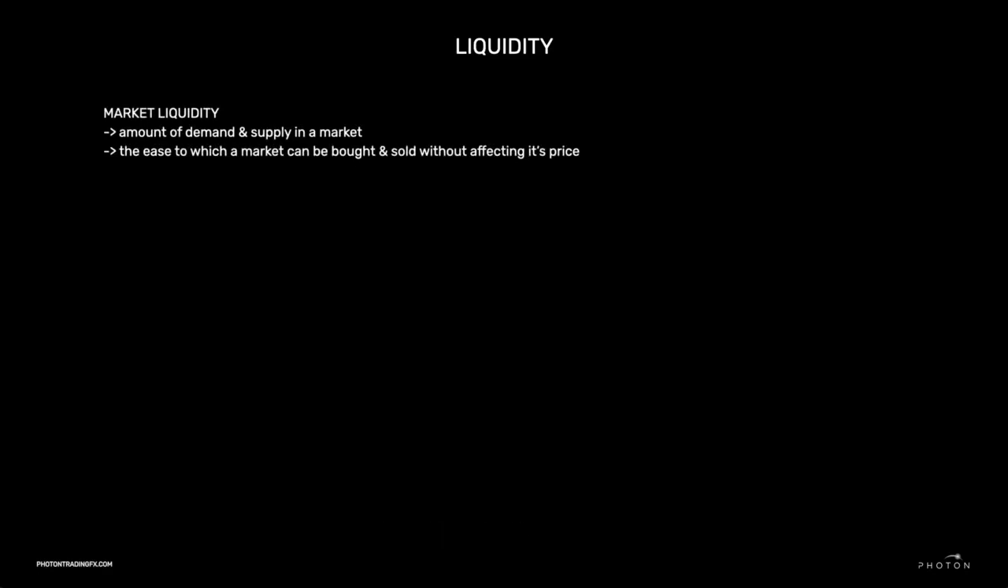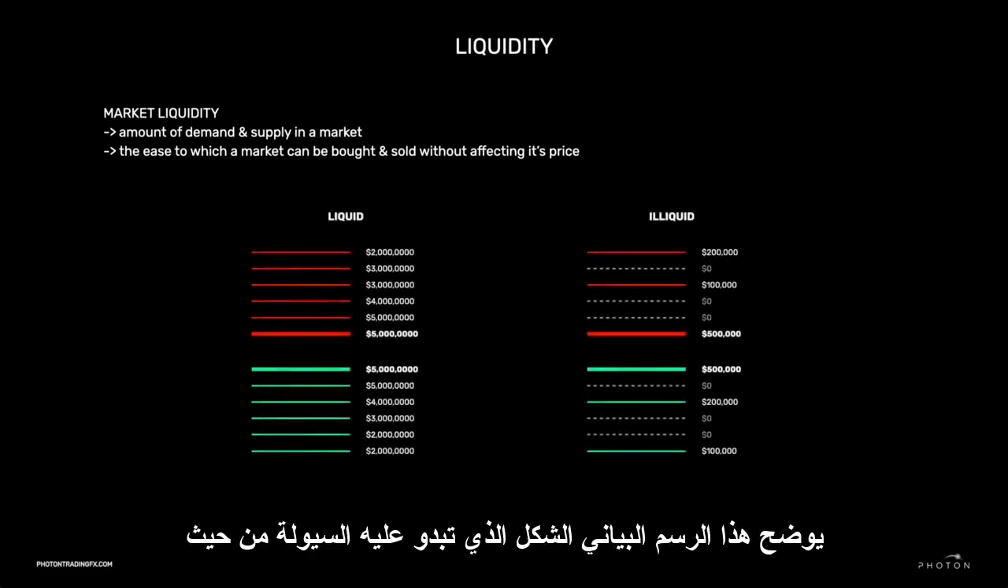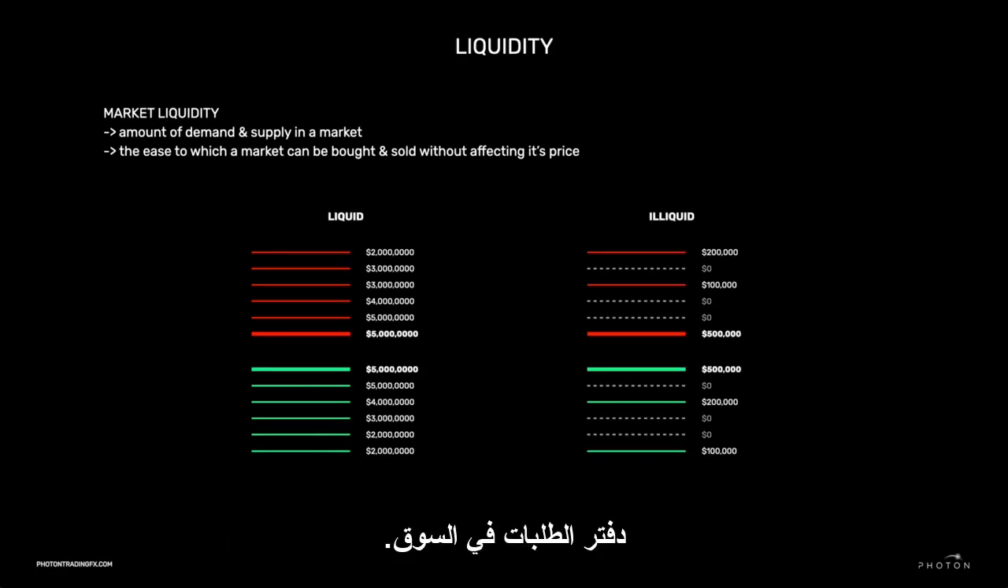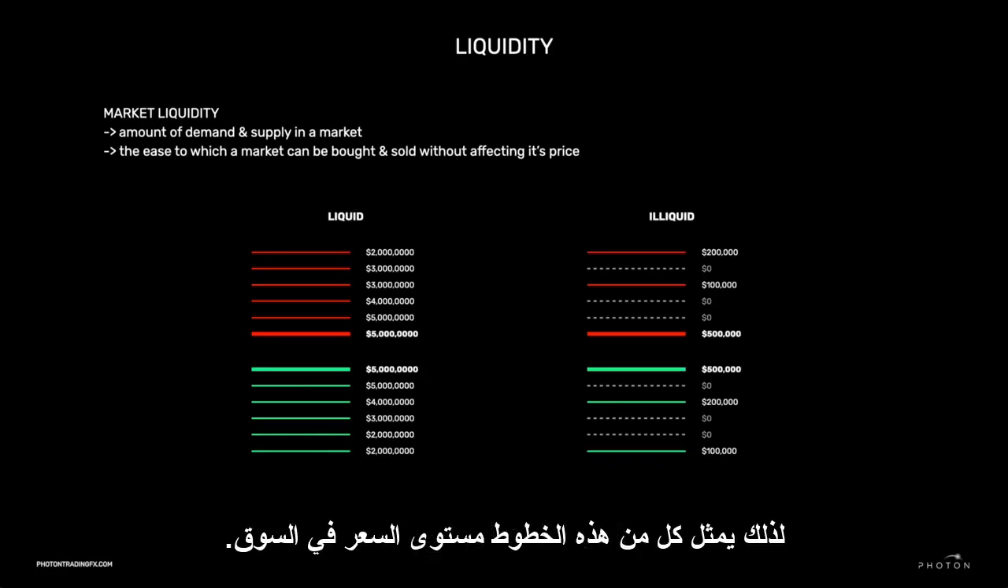So liquidity is a concept that can get unnecessarily overcomplicated, so we're going to keep it simple for our purposes in the market. Market liquidity is essentially the amount of demand and supply in a market. It is the ease with which a market can be traded without severely affecting its price. This diagram illustrates what liquidity looks like in terms of an order book in the market. Each of these lines represents a price level in the market.